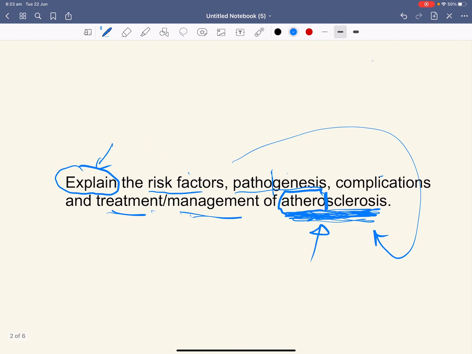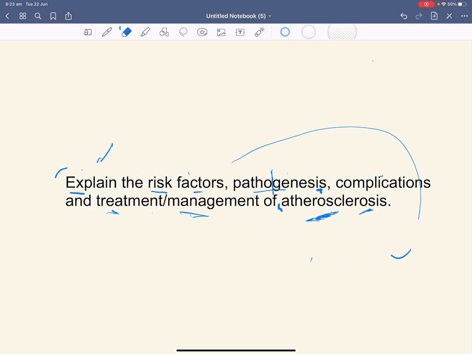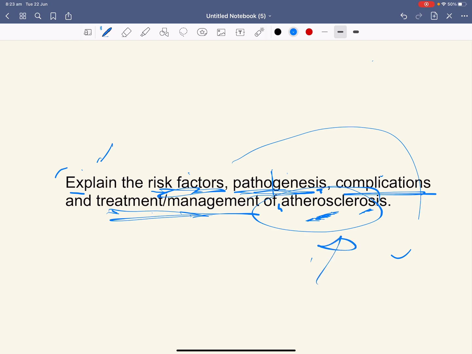Hopefully you can now do all of this. Hopefully you now can explain the risk factors, how it develops, what the complications are, and how treatment and management for atherosclerosis can be managed.